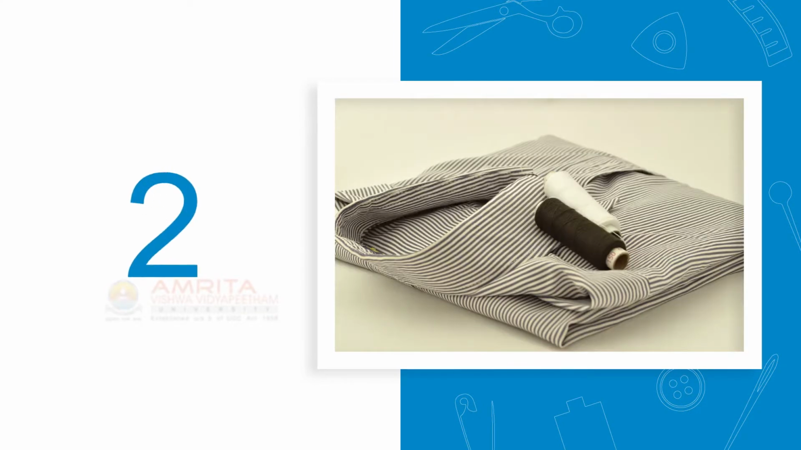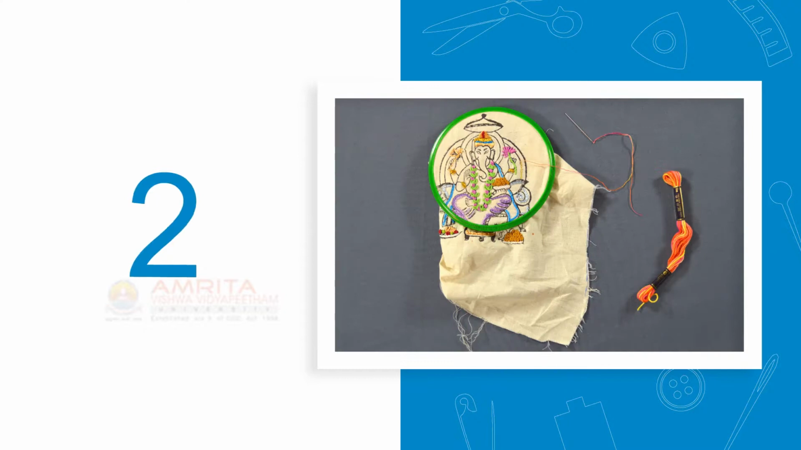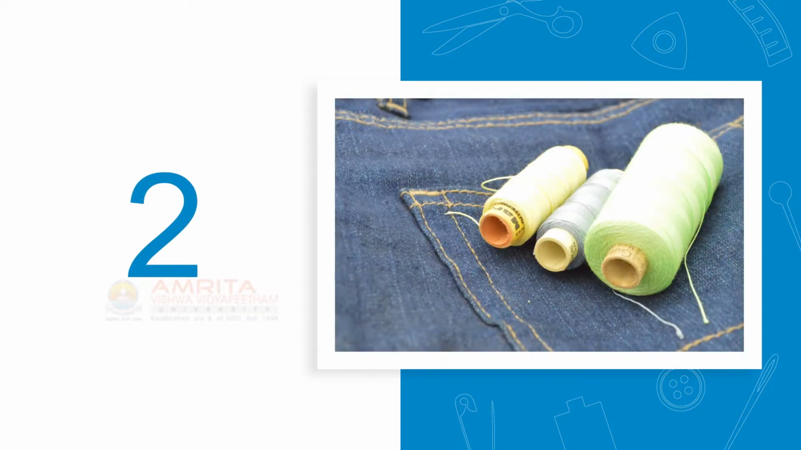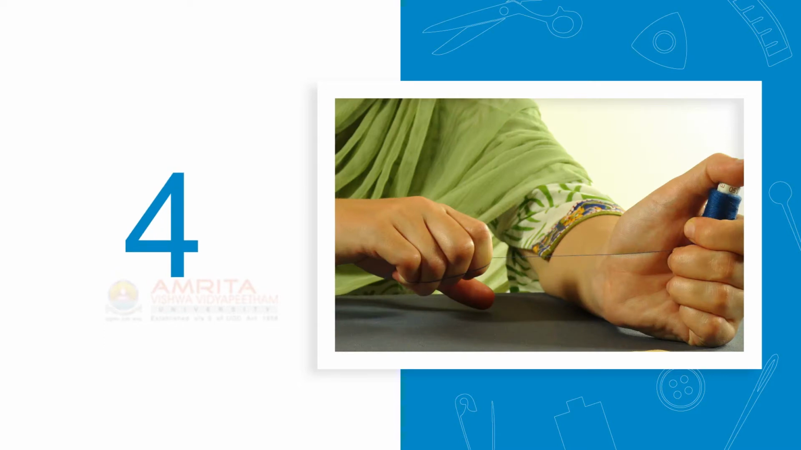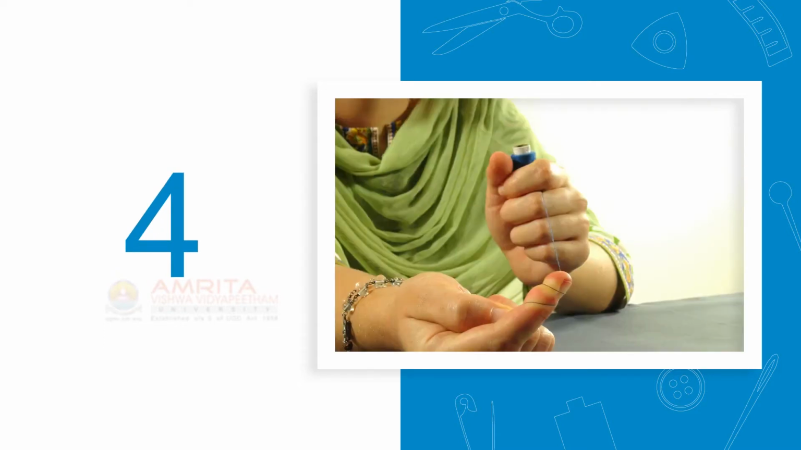Thin thread is used for making clothes and thick thread is mostly used for embroidery or for sewing thick materials like jeans. Polyester, cotton, silk and nylon are the commonly used thread for sewing. Safety has to be observed while handling threads to prevent accidents.